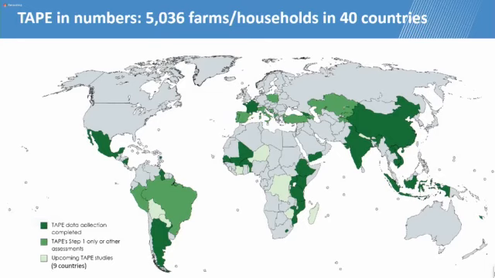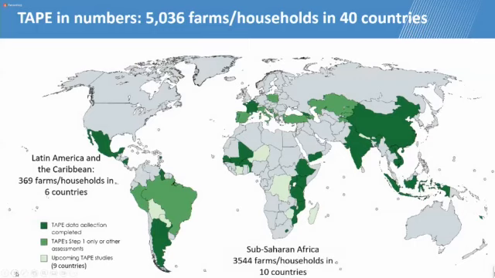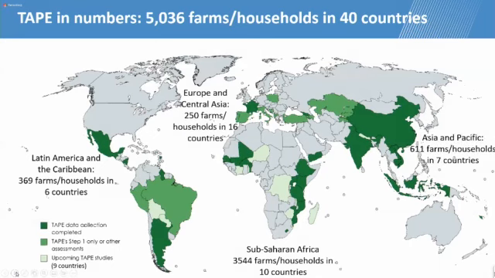5,036 farms or households evaluated in 40 countries. And more specifically, we have 6 countries in Latin America, 10 countries in Sub-Saharan Africa, 7 countries in Asia Pacific, 16 countries in Europe and Central Asia, and 1 country in the Middle East.